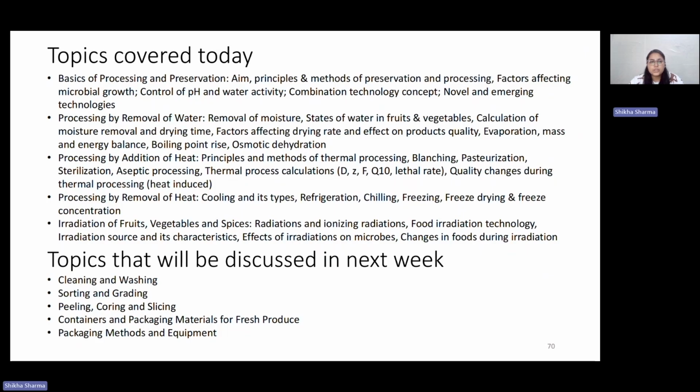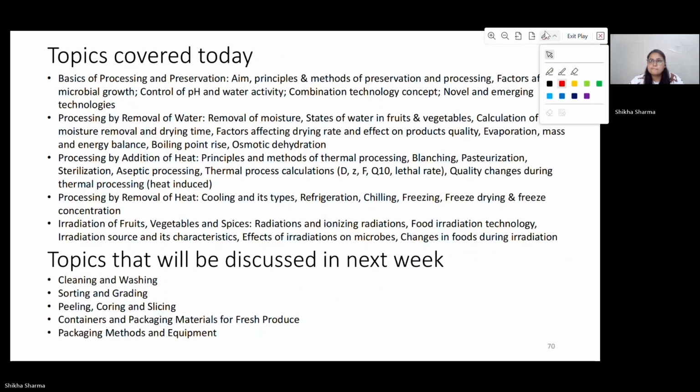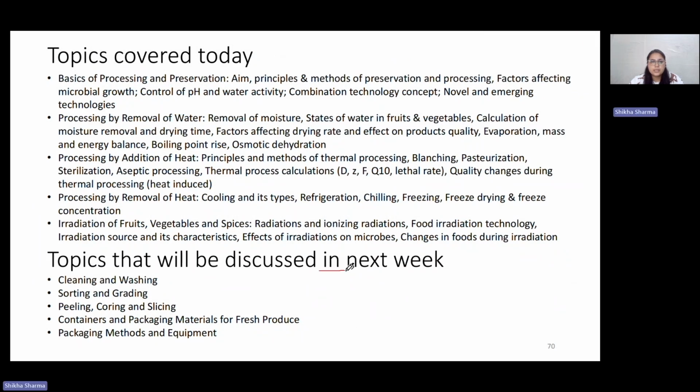In the next class we'll be discussing cleaning and washing, sorting and grading, peeling, coring and slicing, then containers and packaging materials for fresh produce, and the packaging methods and equipment. We'll be discussing all of these in the next class.